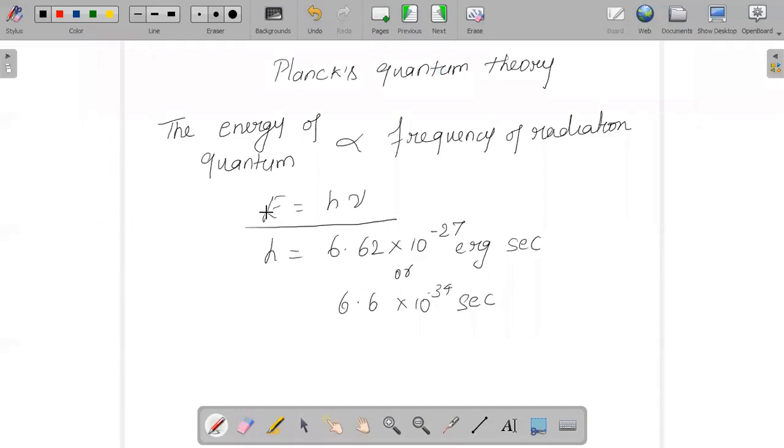And when we say E is equal to h nu, as we all know, h is nothing but the Planck's constant and nu is nothing but the frequency of radiation. And h is a standard value, hence you should remember the Planck's constant. And do focus on the unit of Planck's constant which you are using.